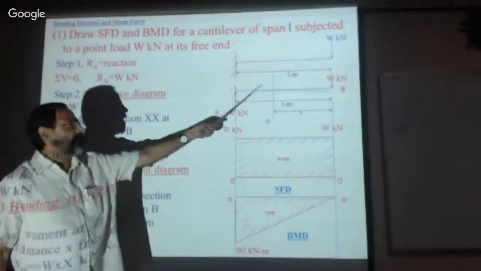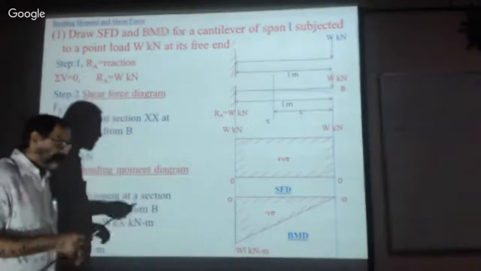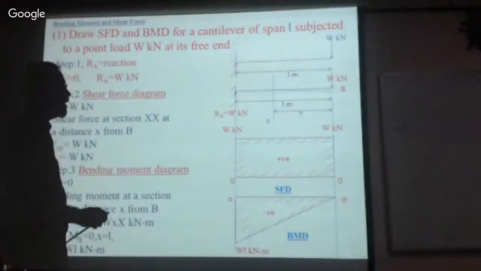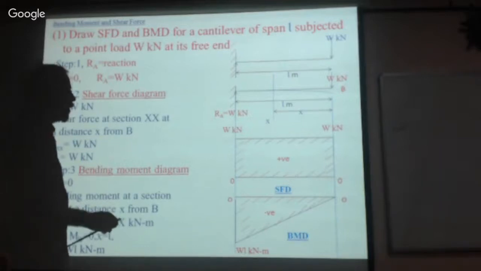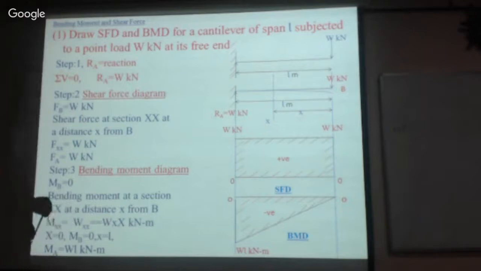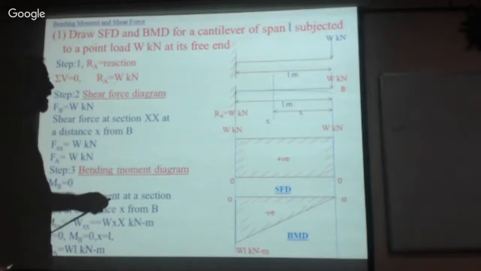If you calculate the bending moment at this point in the beam, it is W multiplied by X. W multiplied by X is the bending moment at this point, isn't it? Similarly, if you consider here, W multiplied by the distance is the bending moment.